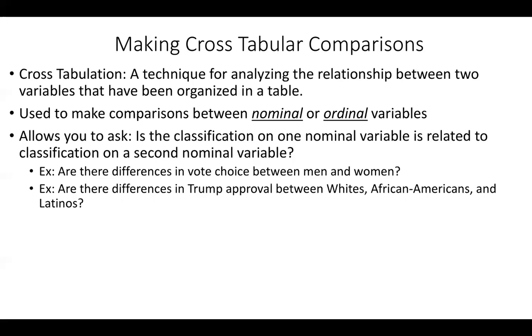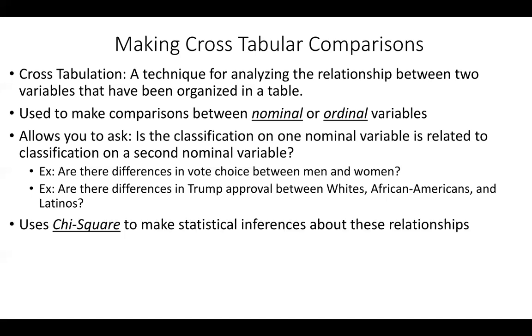Or say you look at something like Trump approval. Again, this can be nominal. If you look at Gallup polls, it's usually a dichotomous choice. You're either approving of Trump or disapproving of Trump. And then you could ask, well, how does that breakdown of approval versus disapproval differ between whites, African Americans, and Latinos? Here you have race as a nominal variable with different categories for different ethnic backgrounds. So those are some clear examples where we could see cross-tabulation comparisons.